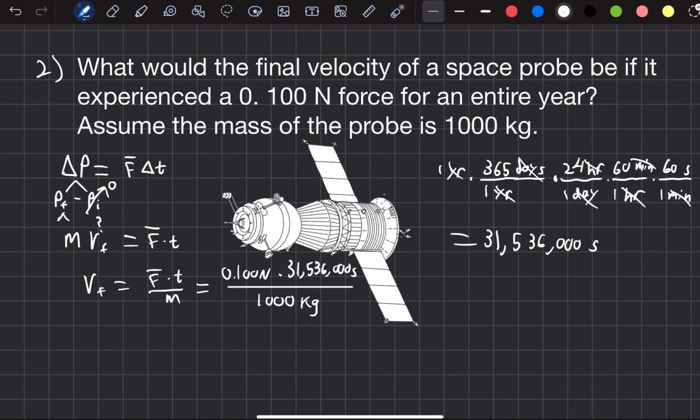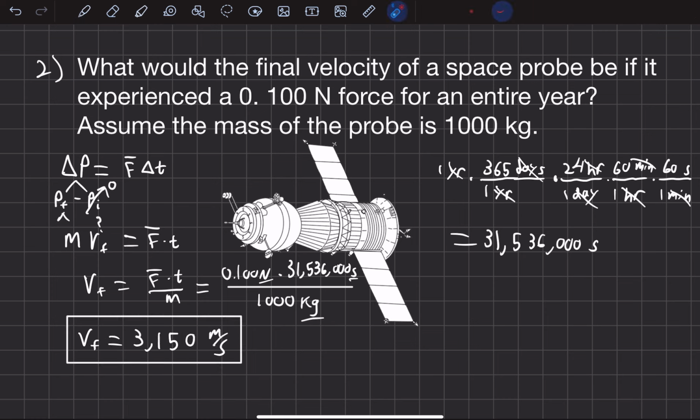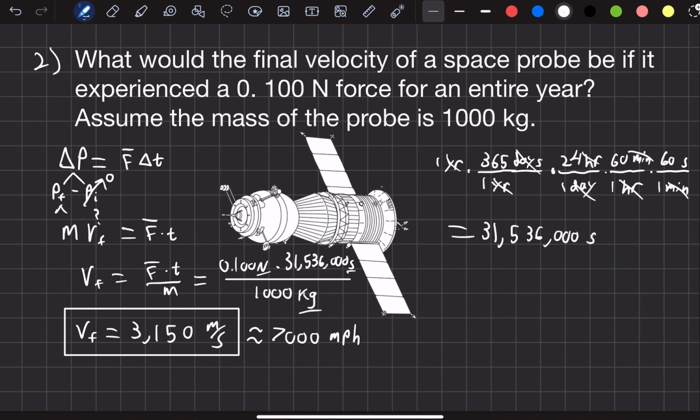So now we have everything in the correct units: newtons, kilograms, and seconds. In the end, we get that this object, this space probe, is going 3,150 meters per second. For such a small force, this thing got it to go pretty fast. That is approximately over 7,000 miles per hour.